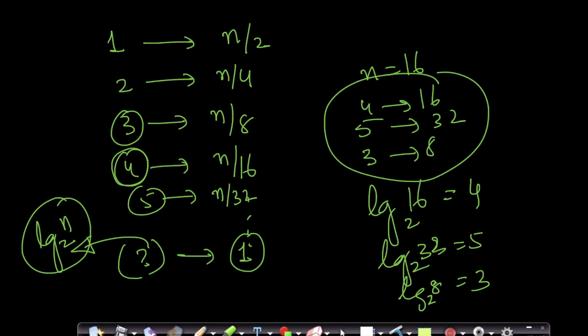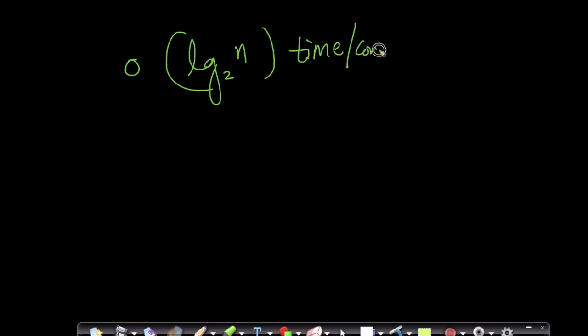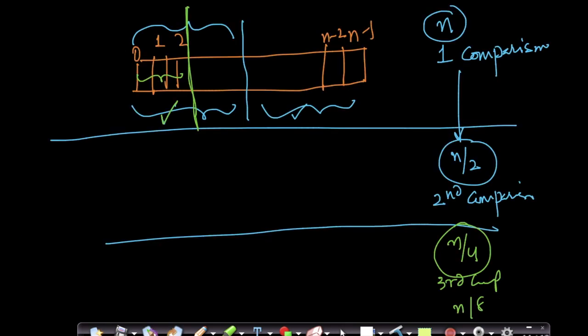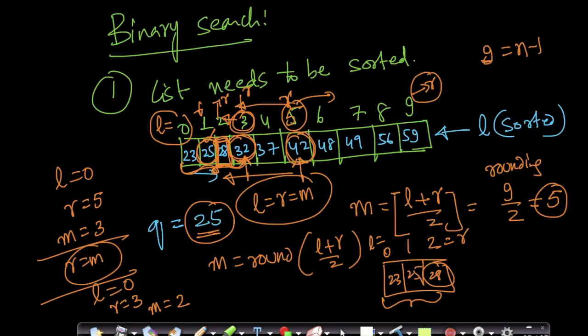Which means, what is the total number of comparisons that you have to do? In the worst case, you will do log n comparisons. Which means this algorithm takes order of log n time, or comparisons. Very, very simple. So binary search basically breaks your array into sub-arrays of half the size. And remember, all of this will work if and only if your list is sorted. Otherwise, this whole thing breaks down. This is a very, very simplified explanation of binary search.